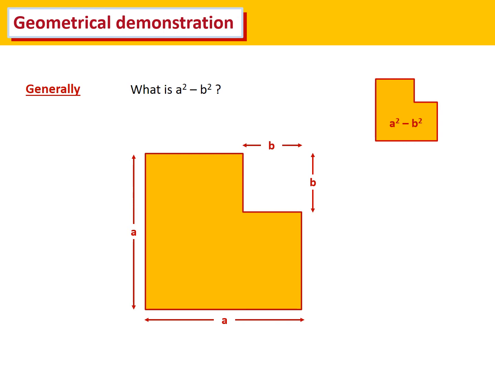Now let's look at what we've got left in our L-shaped block. Well, these lengths must be a minus b. Why must they be a minus b? Because the original length across there was a, and we've taken away this little corner here, which was a length of b. So that's why that's a minus b. And similarly, this side here originally was a side of length a, but we've taken away a side of length b from it. Hence what is left is a minus b.